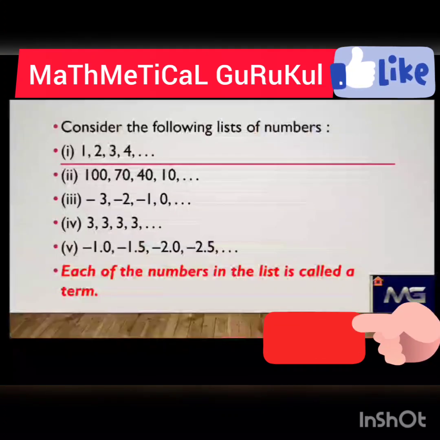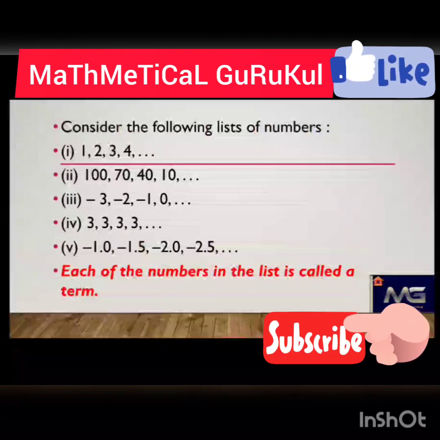So consider the following lists of numbers. Here I am giving you 5 lists of numbers. Each number in the list is called a term. Here 1 is one term, 2 is another term, 3 is another term, 4 is another term. The dots indicate that the number of terms in this list is infinite.